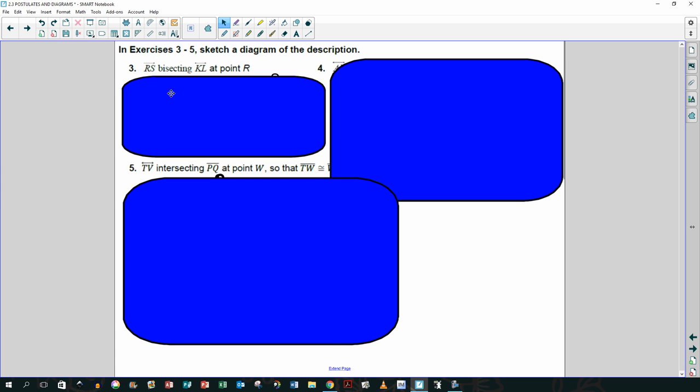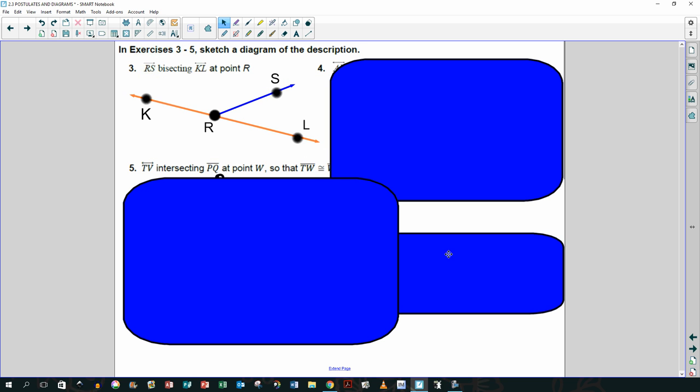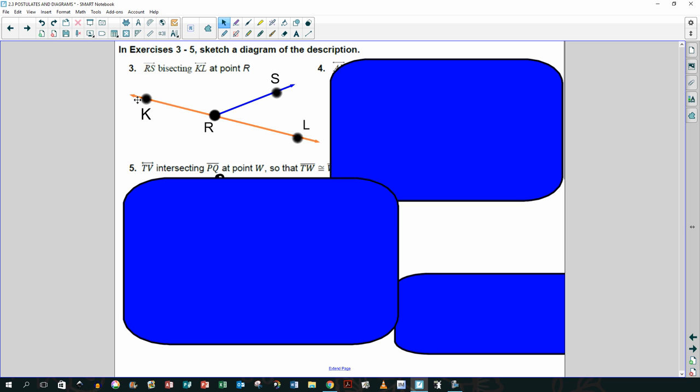Then we have to draw. I'm telling you to draw a ray that's bisecting a line at a point. So here is line KL. It's being bisected by ray RS at point R. So all you have to do is look at what you have and draw what you need to.